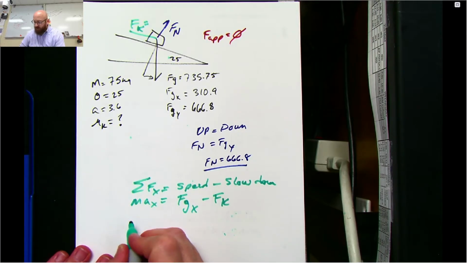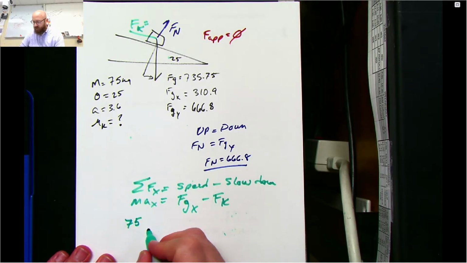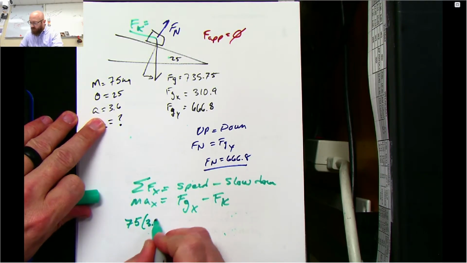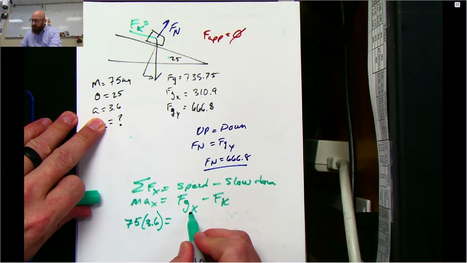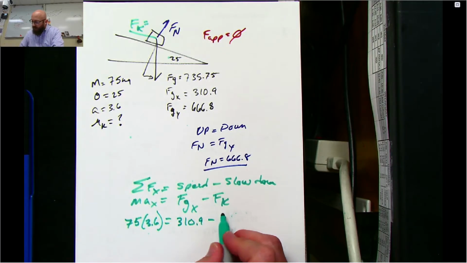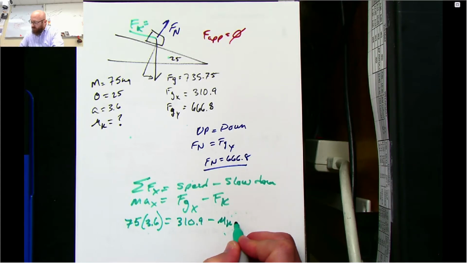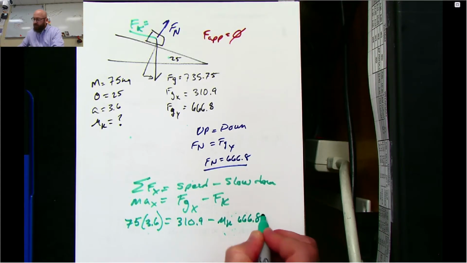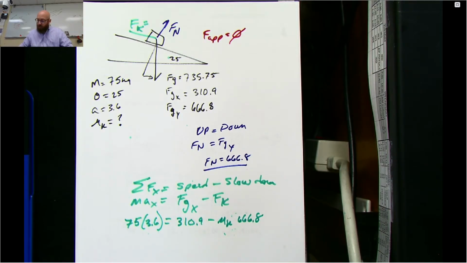Well, we know the mass is 75, and our acceleration they give us in the book was 3.6. F of g of x was 310.9. F of k we know because it's mu of k times F of n, which is just 666.8. Now it comes down to an algebra problem. 75 times 3.6, that's 270. I'm going to subtract over the 310.9.